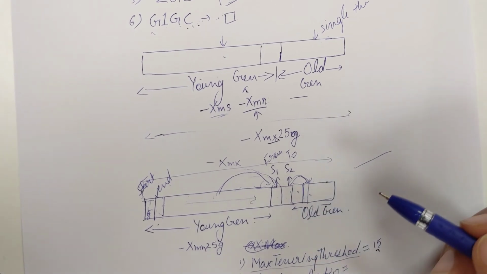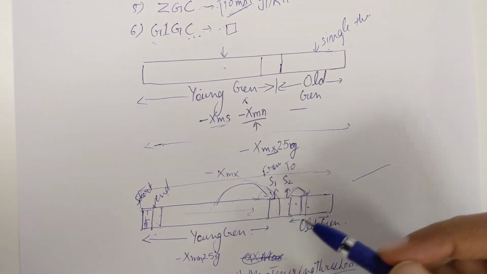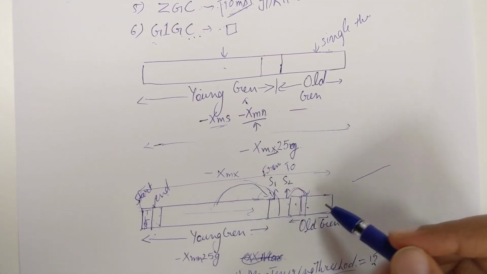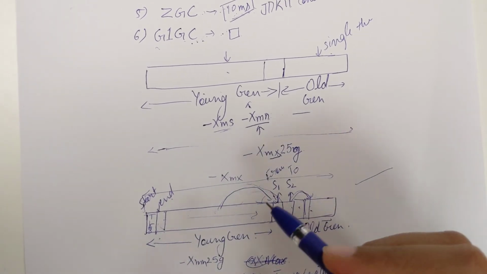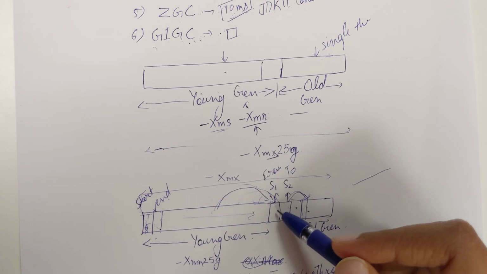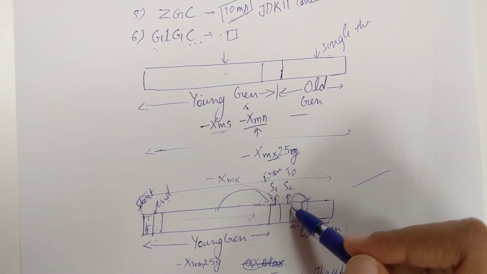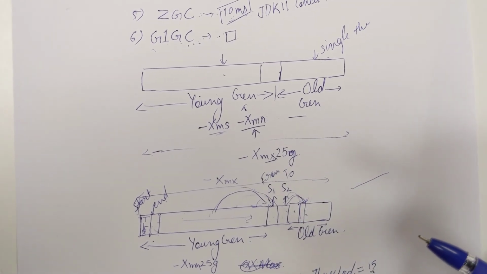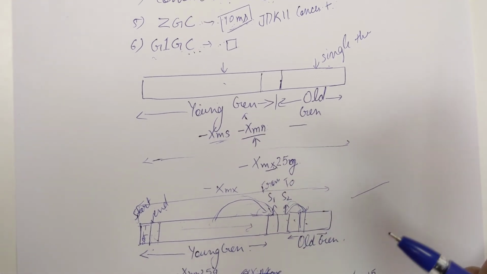That's how your Java program runs and how the objects move to the old generation. Your young generation keeps on filling, the survivor spaces keep on transferring the objects between them, and finally the objects move to the old generation. So this is the basic concept of how the Java heap works.